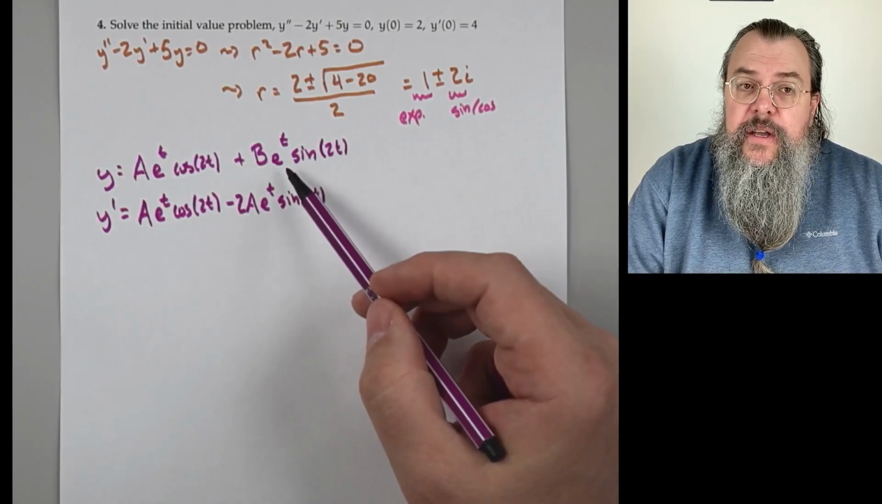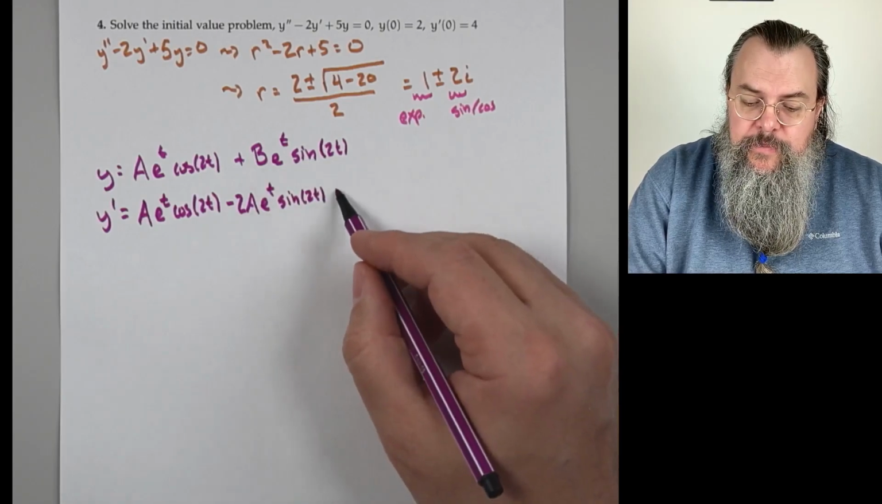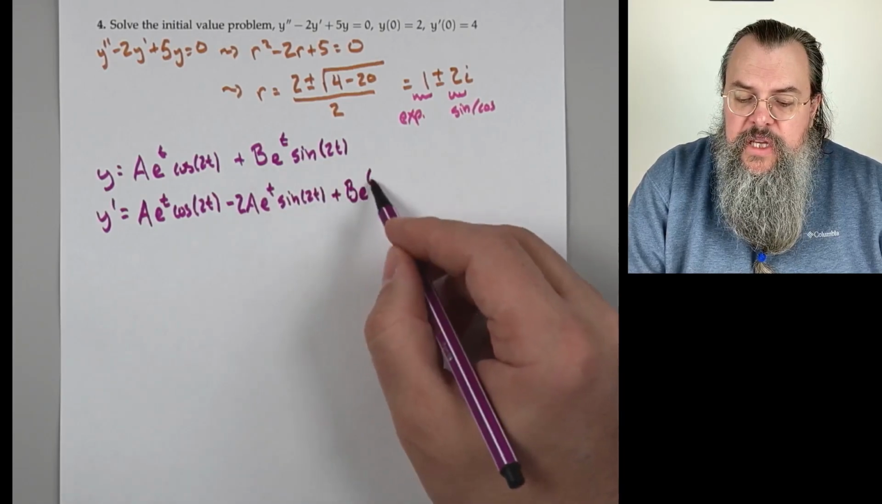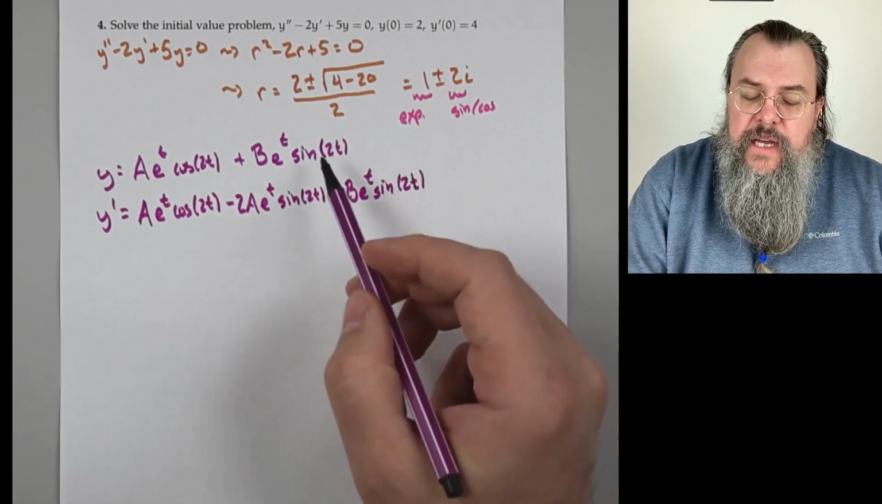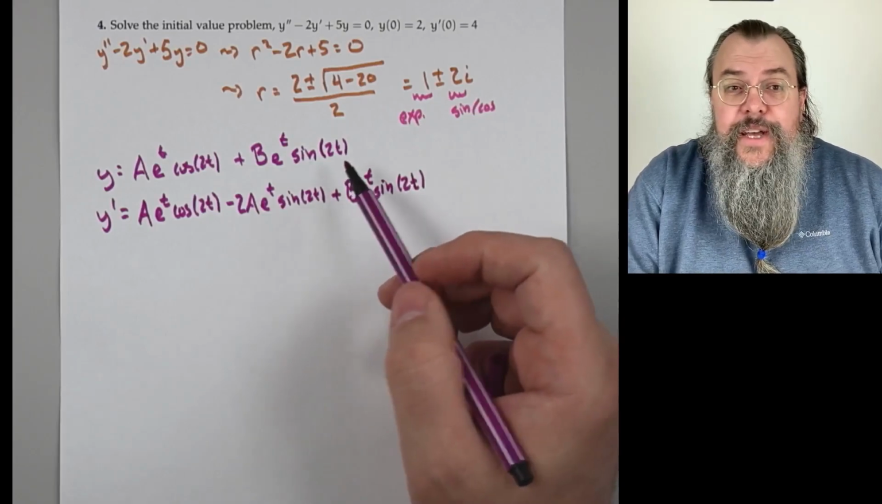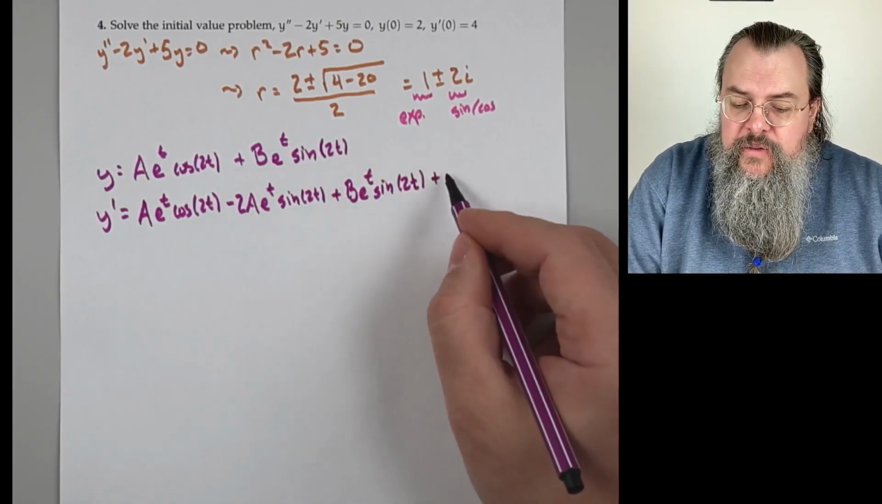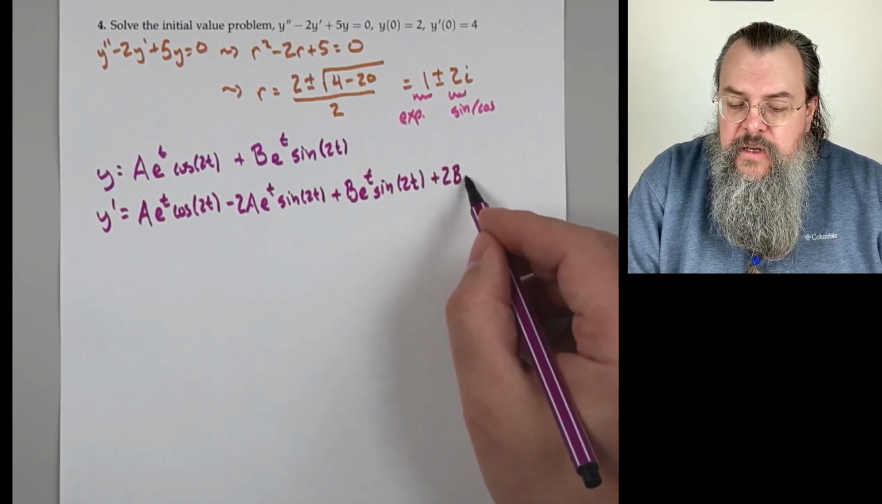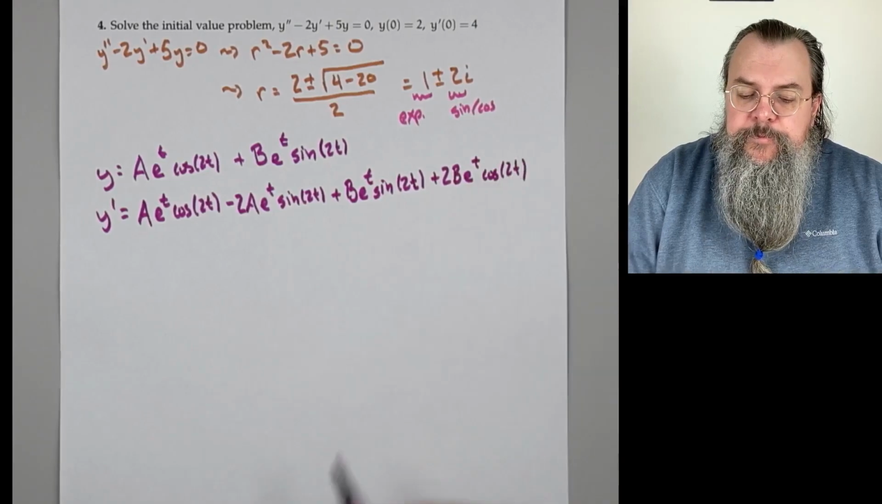Then come here, again, product rule. Derivative of the first, e to the t is e to the t. So b e to the t sine 2t. And then derivative of the second, derivative of sine is cosine. Again, don't forget chain rule, 2 comes out. So plus 2b e to the t cosine 2t.